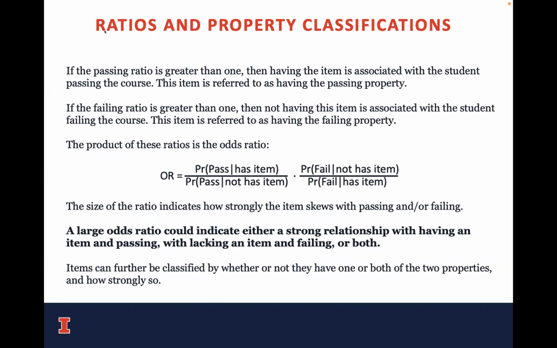Because if you have it, you're more likely to pass. And if you don't have it, you're more likely to fail. Yes. Can you quickly explain to me how the ratio works? Like, has item versus not, pass versus not pass? I don't know. Okay.